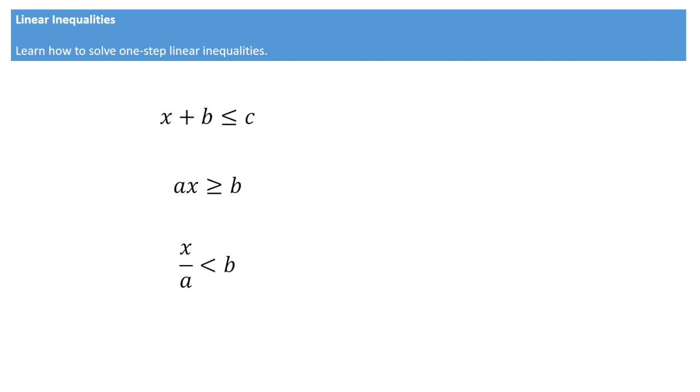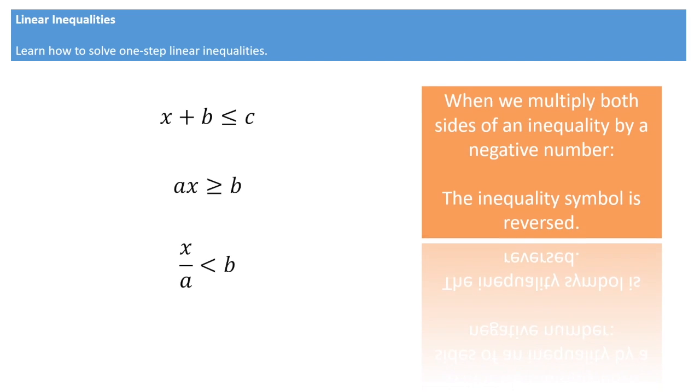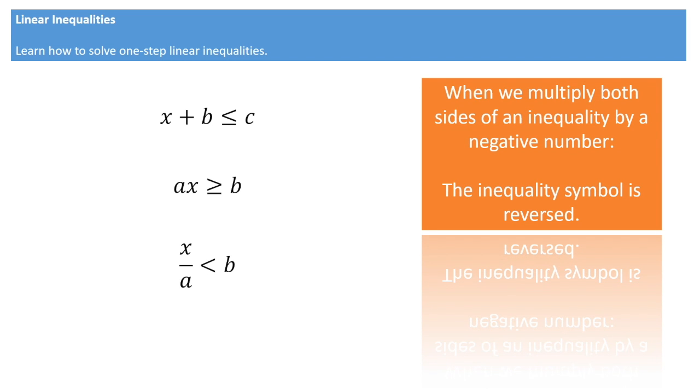Now, we're going to work through a few examples on these, but first of all, let's just remind ourselves of the most important rule when solving inequalities. As soon as we multiply or divide both sides of an inequality by a negative number, the inequality symbol must be reversed. Now, keeping that in mind, let's go ahead and work through some examples.